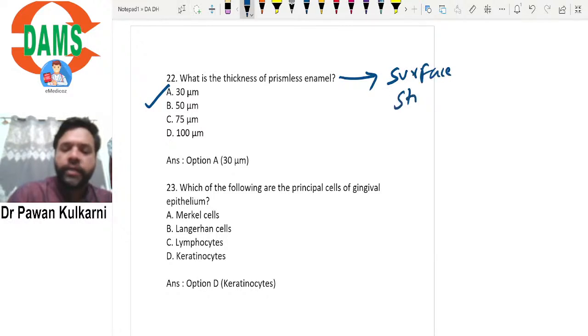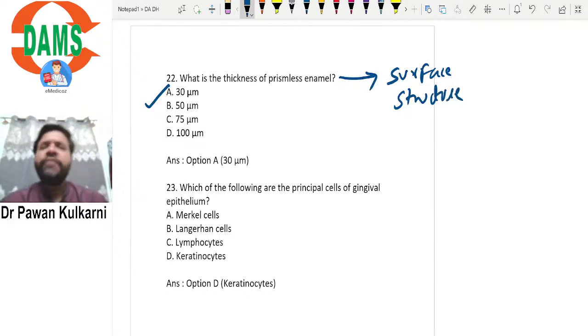There are different surface structures of enamel: perikymata, prismless enamel, enamel rod ends, right? So prismless enamel, which doesn't contain prisms, has a thickness of usually 30 microns and it is one of the important surface structures of enamel.